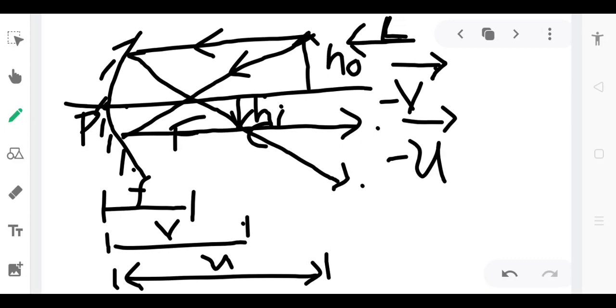Okay, now one more condition you have to remember. If any distance is measured above the principal axis, that distance should be taken positive. And if any distance is measured below the principal axis, that distance should be taken negative. According to that convention, here HI is negative and HO is positive.